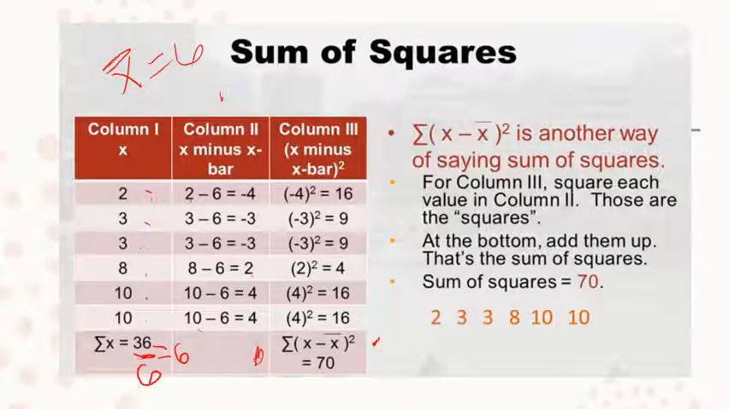Now this one is going to take everything you did in column 2 and square it. So basically, negative 4 squared is 16. Negative 3 squared is 9. Negative 3 squared is 9. 2 squared is 4. 4 squared is 16. And then 4 squared is 16.